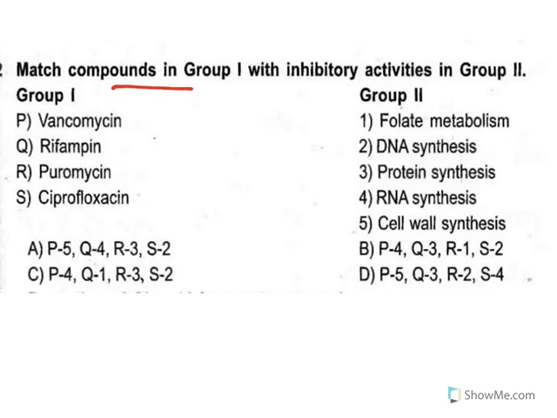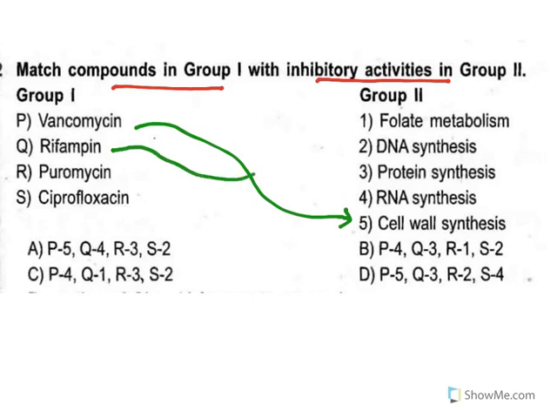Now, match the compounds in group 1 with inhibitory activities in group 2. Vancomycin is a cell wall synthesis inhibitor. It is an alternate drug to penicillins and it is also used to treat pseudomembranous colitis. Rifampin or rifampicin is a drug of choice used to treat tuberculosis and it inhibits RNA synthesis. It inhibits a particular enzyme known as RNA polymerase.